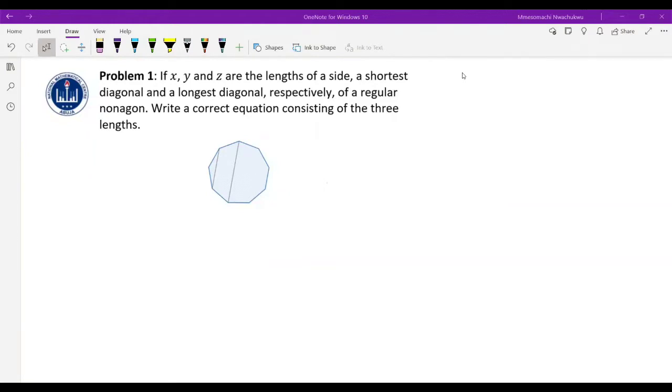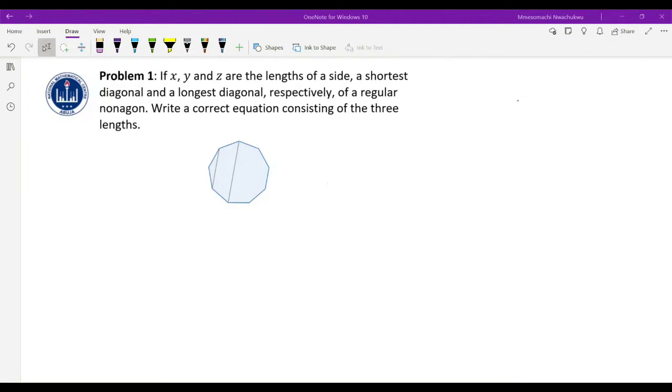So we'll be discussing the just concluded second round of the Nigerian Mathematics Olympiad. So we're looking at the senior category. So this is problem 1. It says if X, Y, and Z are the lengths of a side, a shortest diagonal and the longest diagonal, respectively, of a regular nonagon, write a correct equation consisting of the three lengths.